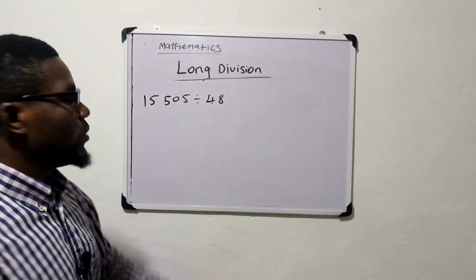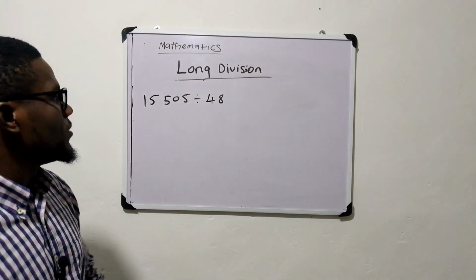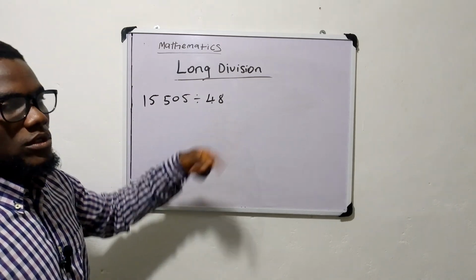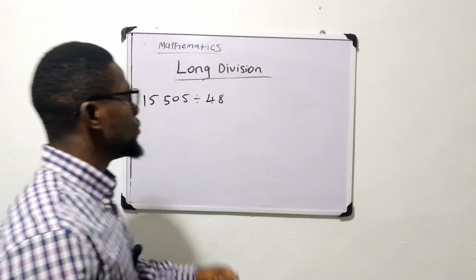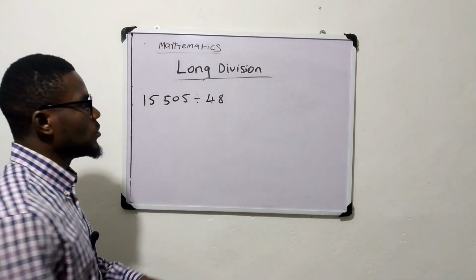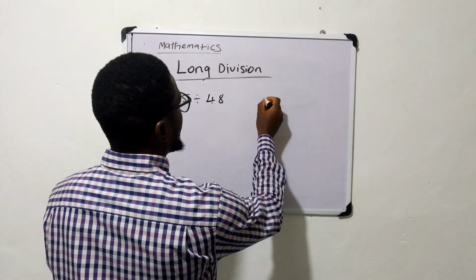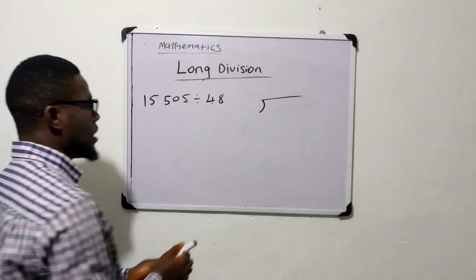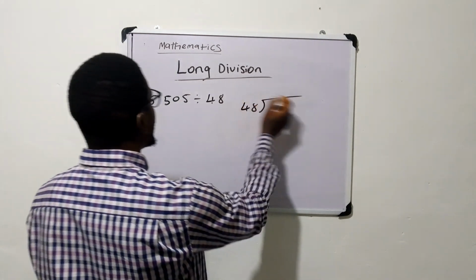Okay, this is another problem we have. We have to divide 15,505 by 48. What I'm going to do first is introduce the long division symbol. We write the divisor on the outside and the dividend inside.